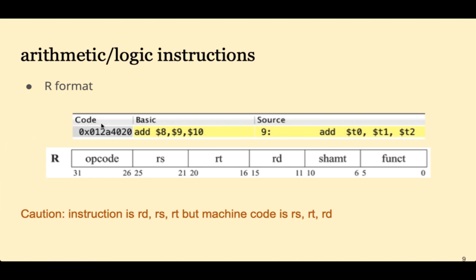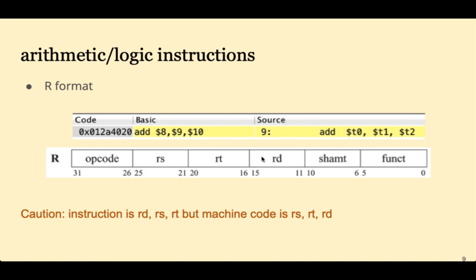This part of the screenshot shows the actual assembled code, the ones and zeros written in hex form. Here we see the R format. The first 6 bits, the most significant bits, are the opcode. For R-type instructions, there's both an opcode and a function code. Both of those are 6 bits.